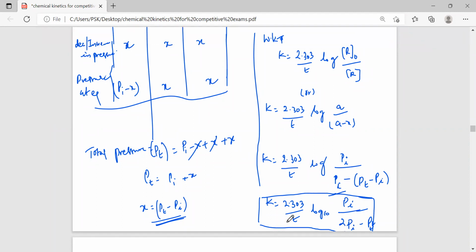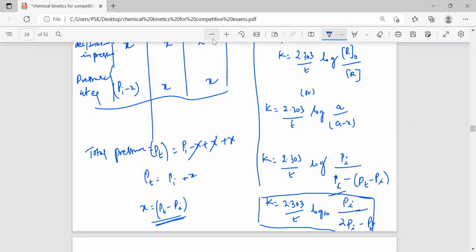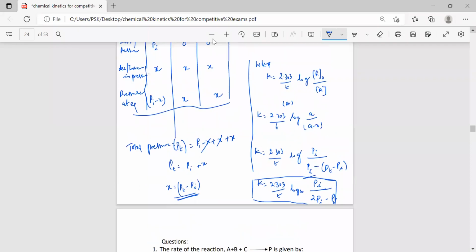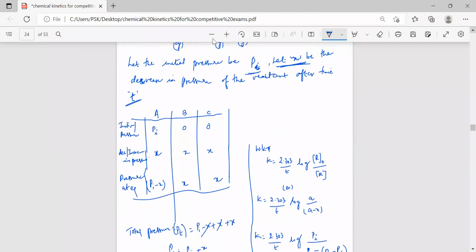This is the formula to calculate the rate constant of a first order reaction in gaseous state. Just go through this derivation. Few more concepts you have to learn.